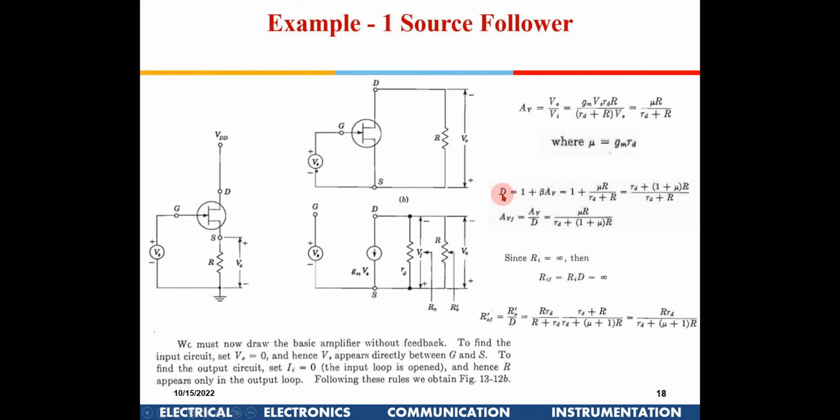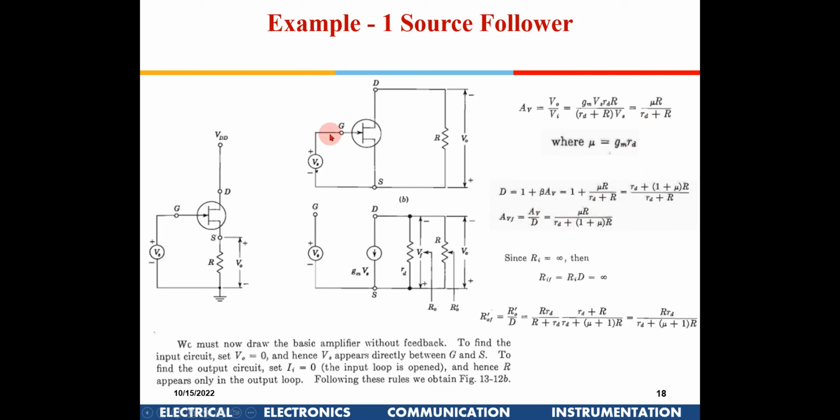So I compute D, the loop gain, 1 plus A beta. So I get this, right? Now the forward gain will be AV divided by D. So AV is this divided by D, and I get the new AF, right?